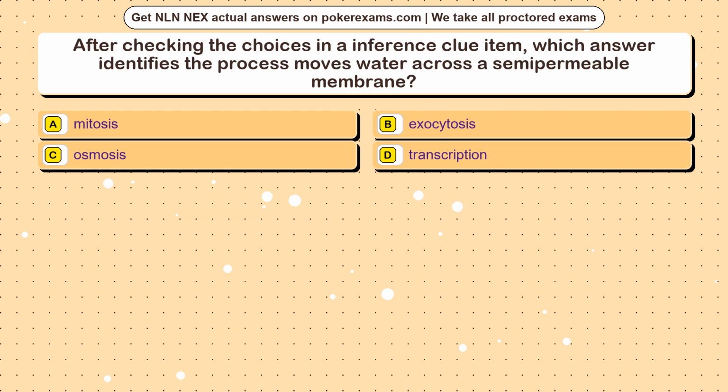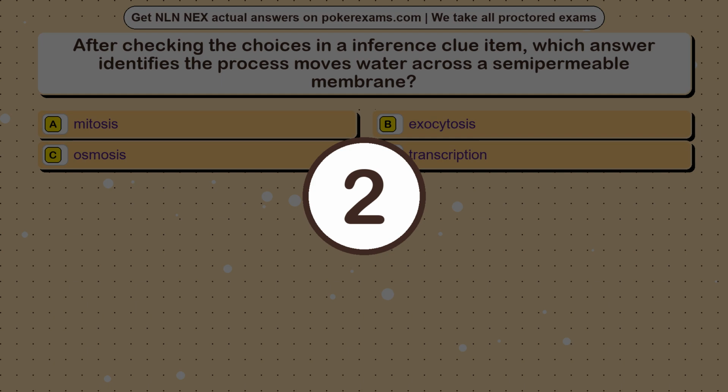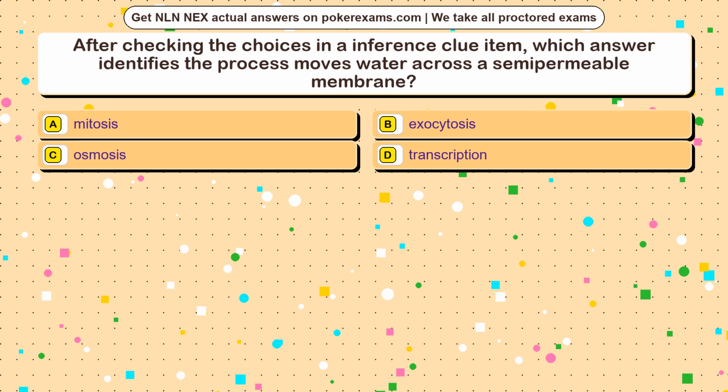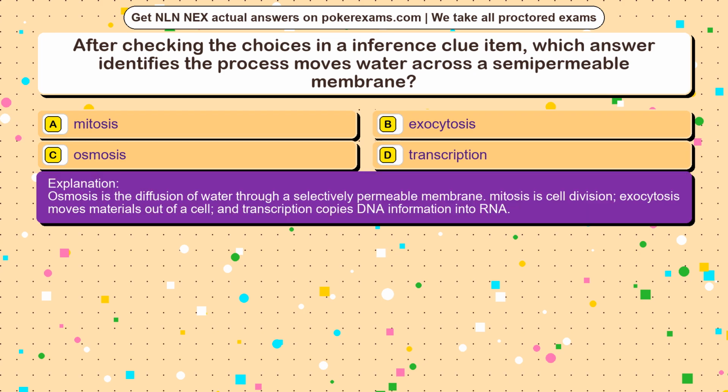Question 3. After checking the choices in an inference clue item, which answer identifies the process that moves water across a semi-permeable membrane? Option A, mitosis. Option B, exocytosis. Option C, osmosis. Option D, transcription. The correct answer is option. Osmosis is the diffusion of water through a selectively permeable membrane. Mitosis is cell division, exocytosis moves materials out of a cell, and transcription copies DNA information into RNA.